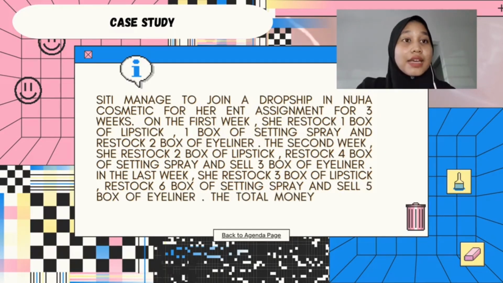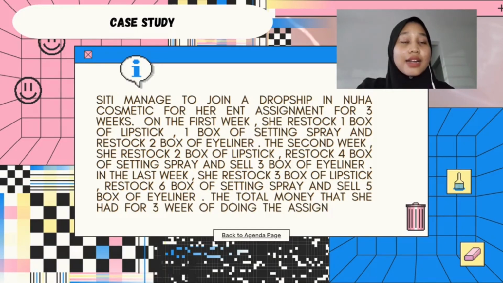So, the total money that she had for 3 weeks of doing the assignment is RM900, RM100, and RM20.